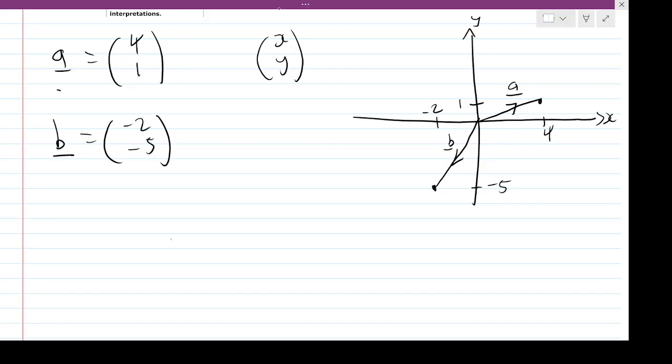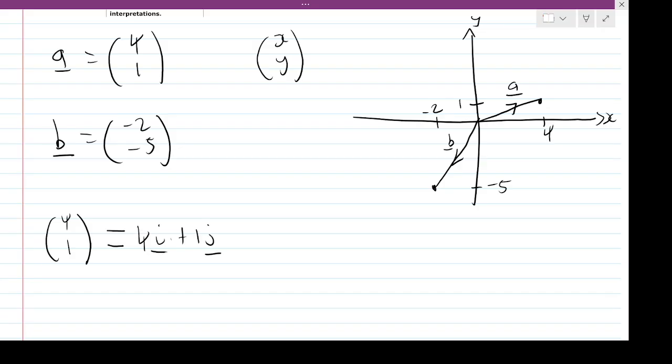So let me take this example again. This A is 4, 1. So we know what that means. As a column vector, we just drew it. It's 4 on the x-axis and 1 on the y-axis. We just saw that. But then as a vector, we can say this is 4i add 1j.